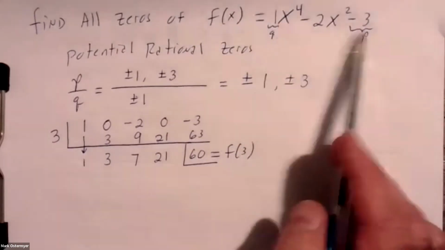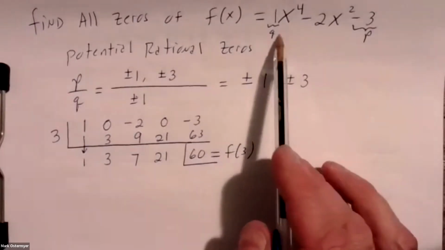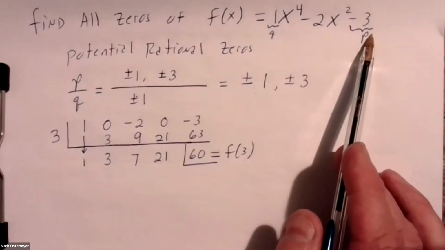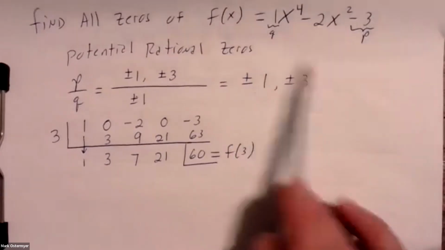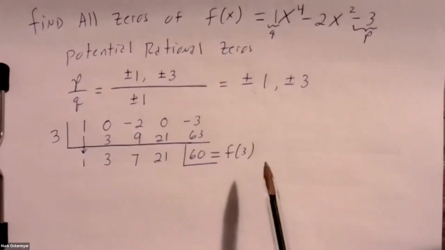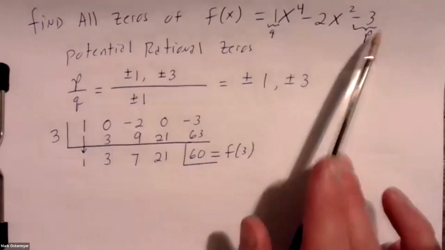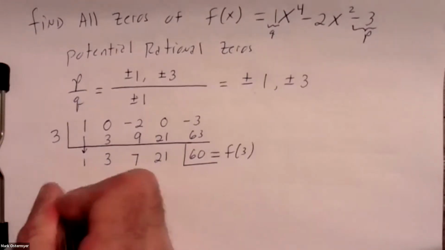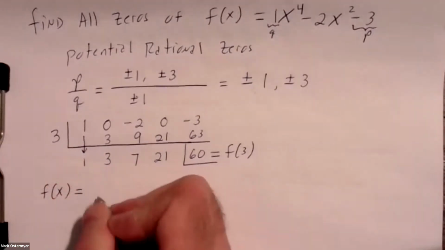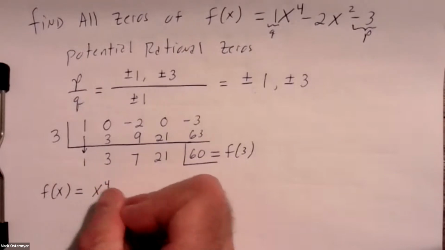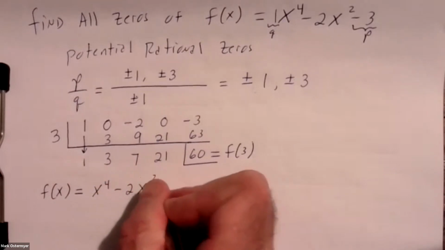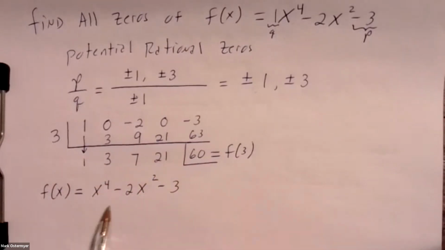So how are we going to find all the zeros of this thing? Well, obviously this polynomial does not have any rational zeros, because if it did, they would have to come from this list by the rational zero theorem. So how are we going to find them? Well, let's study this polynomial a little bit closer here. Notice this trinomial happens to be quadratic in form.